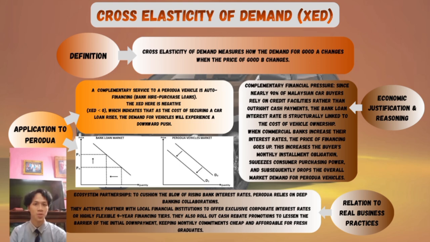In terms of real business practices, Perodua works closely with local banks to reduce the impact of rising interest rates. They collaborate with financial institutions to provide special interest rates and flexible 9-year financing packages. Besides that, Perodua also offers cash rebate promotions to reduce the burden of down payments and keep monthly payments affordable, especially for fresh graduates and first-time buyers.